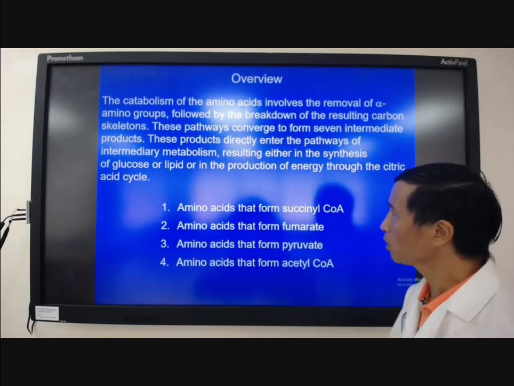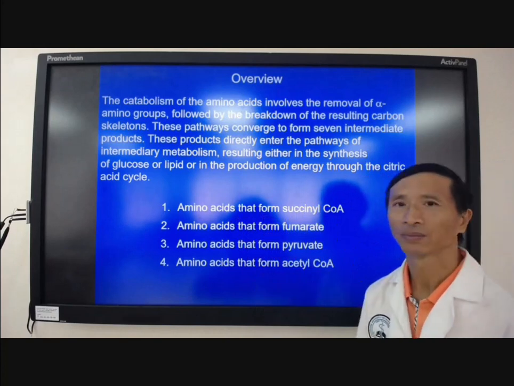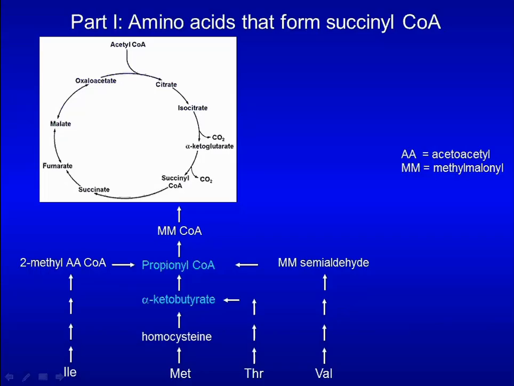Today, we will focus on 4 pathways. First, we will look at amino acids that form succinyl-CoA. 4 amino acids form succinyl-CoA. They are isoleucine, methionine, threonine, and valine. Here, from alpha-ketobutyrate to propionyl-CoA and to succinyl-CoA. This represents the first pathway in this lecture.